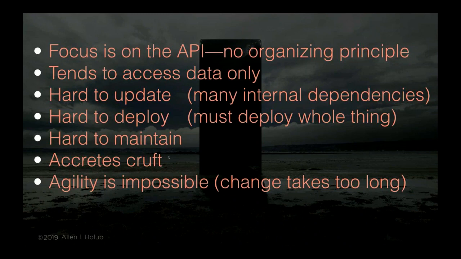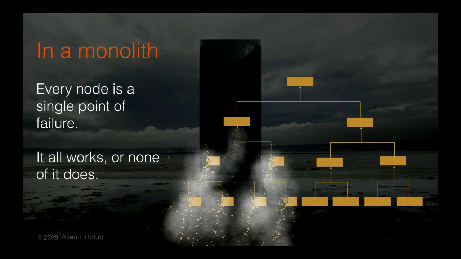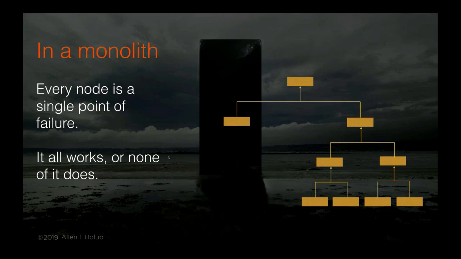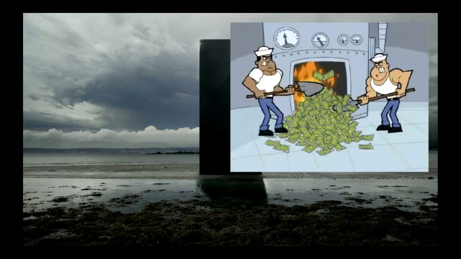The other biggest problem with the monolith is that pretty much every node in the monolith is potentially a single point of failure, which means that one small thing can go wrong in one corner of the monolith, and that thing will stop the entire monolith from functioning. So with microservices, we're trying to solve that problem by taking our monolith and breaking it up.